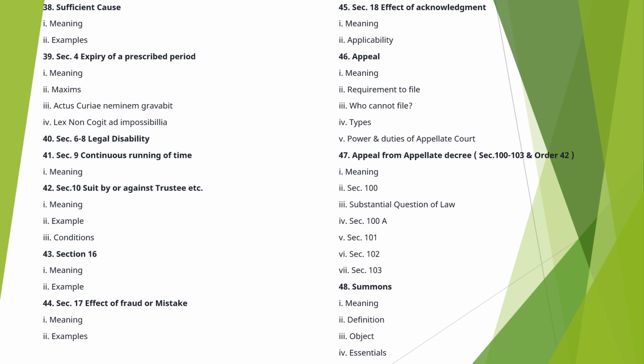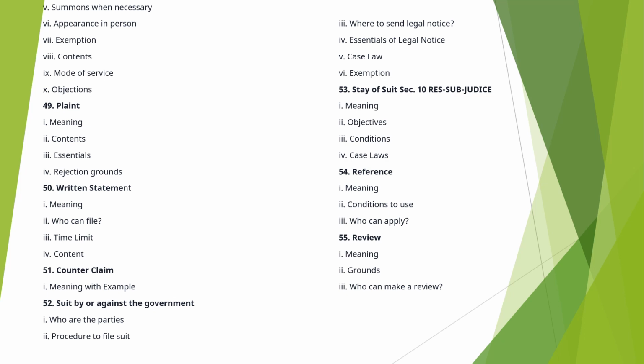Appeal: meaning, requirement to file, who cannot file, types of appeal, power and duties of appellate court. Then another topic is appeal from appellate decree, which is covered under Section 100 to 103 and Order 42. We will see Section 100, substantial question of law, Section 100A, Section 101, Section 102, Section 103. Then another topic is summons: meaning, definition, object, essentials, and summons when necessary, appearance in person, exemptions, contents, mode of service, objections. We will see all these subtopics under summons.